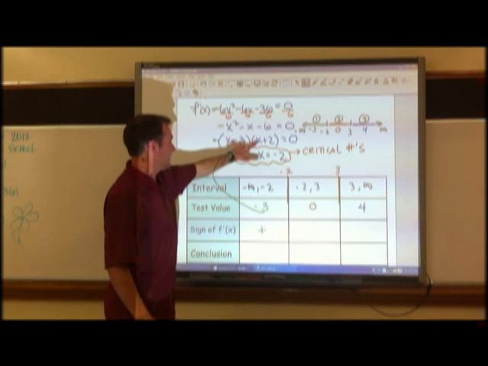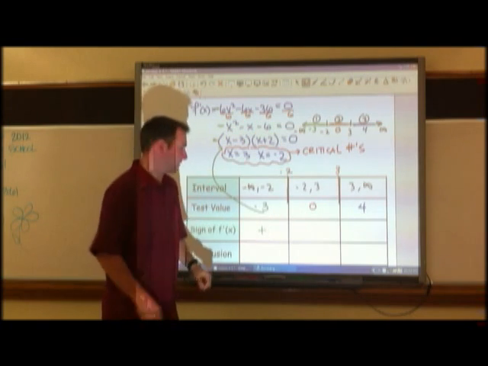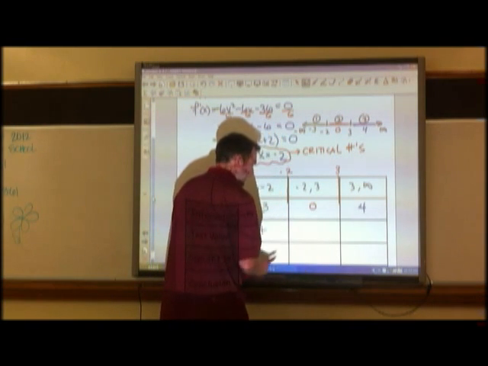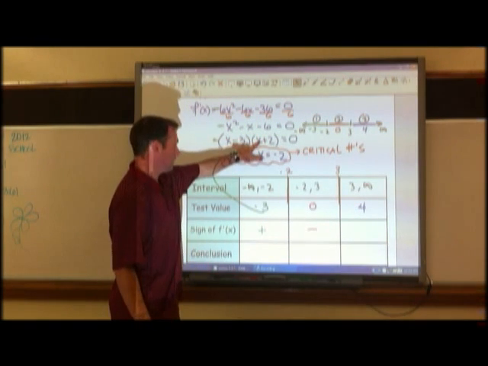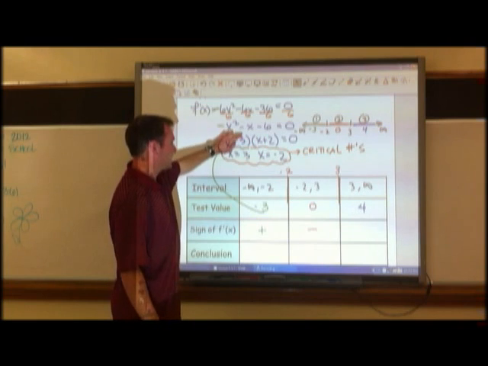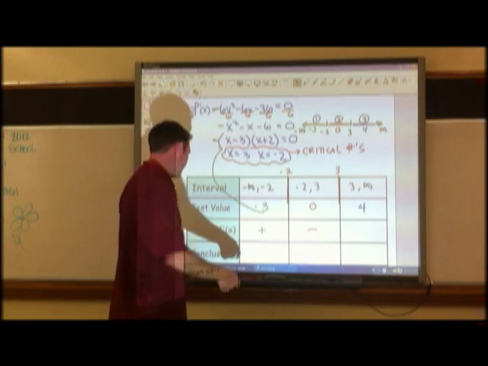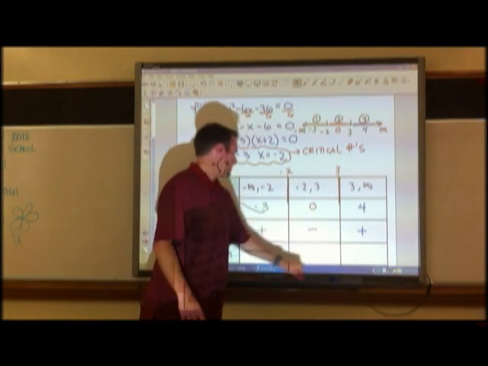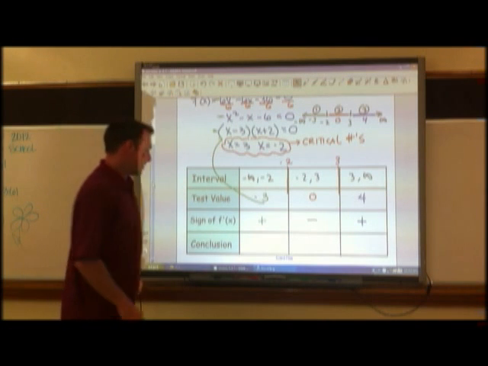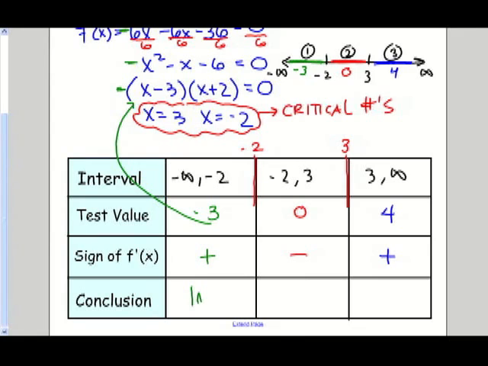Moving on to the next one, if I plug 0 in here, I would have negative 3 times a positive 2. That's going to give me a negative value. And then I'm going to take 4 and plug it in for both of those x's. 4 minus 3 is a positive, 4 plus 2 is a positive, and positive times positive gives me a positive value here. So my conclusion is that this graph is increasing here, decreasing here because the derivative is negative, and then increasing again over here.